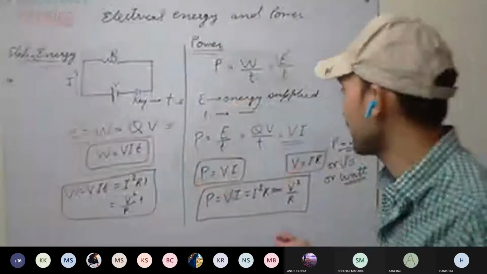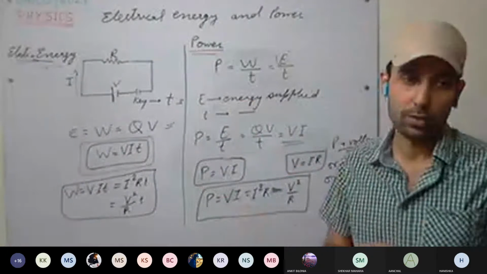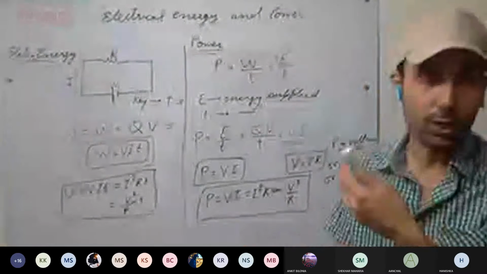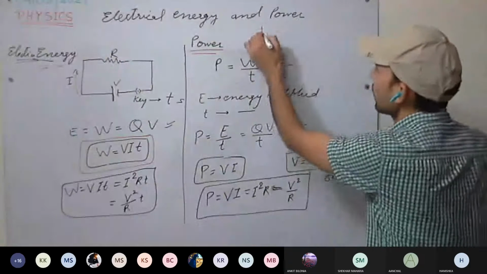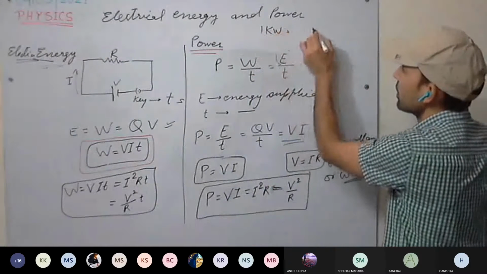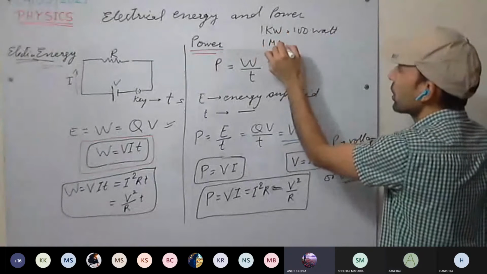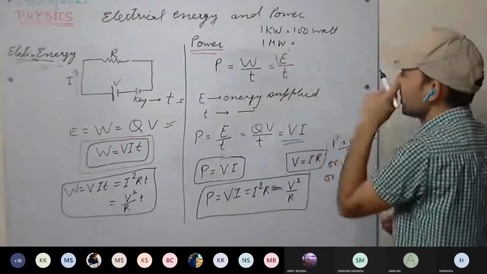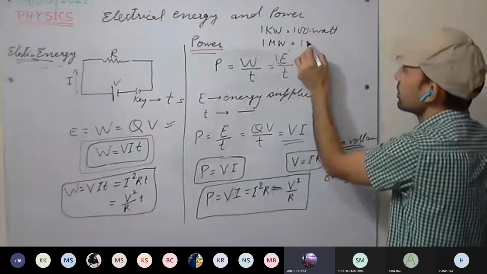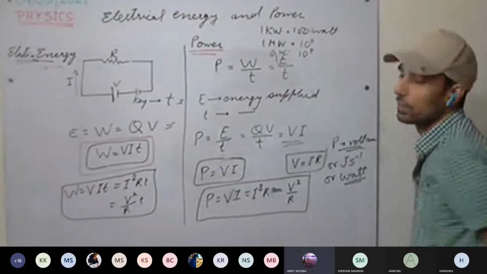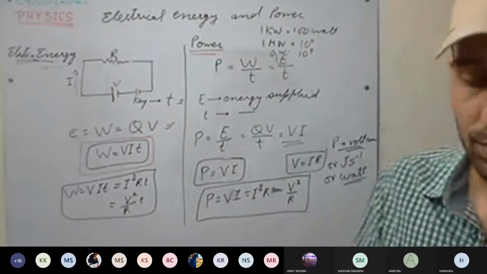Okay. Then the different bigger units, you all know. Kilowatt, megawatt, gigawatt. So 1 kilowatt is how much? 1000 watt. 1 megawatt is 10 raised to 6 power watt, and gigawatt is 10 raised to 9 watt.